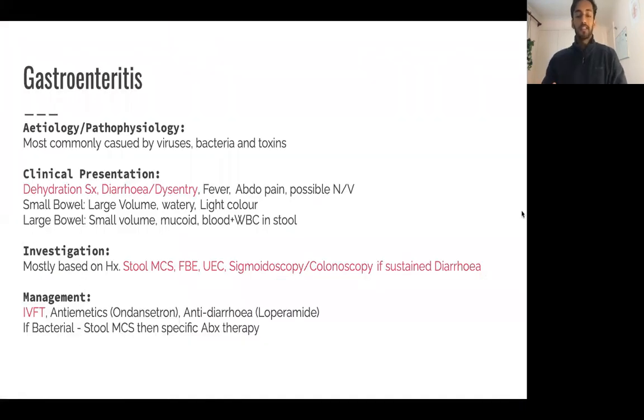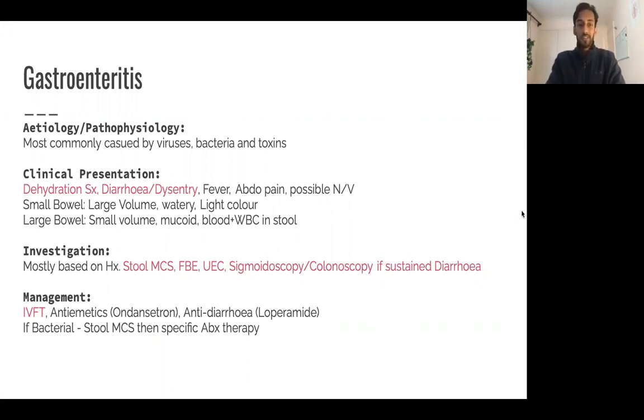Gastroenteritis, classic. You all are very familiar with the disease, hopefully by now. A lot of you have probably had the disease at some point in your life. The main thing you're worried about is dehydration, a big red flag clinically at least. And then you want to keep an eye out for whether it's bloody or not. So diarrhea versus dysentery. The small bowel and large bowel separation isn't super important. I don't think it's that important for you to know for your exams.